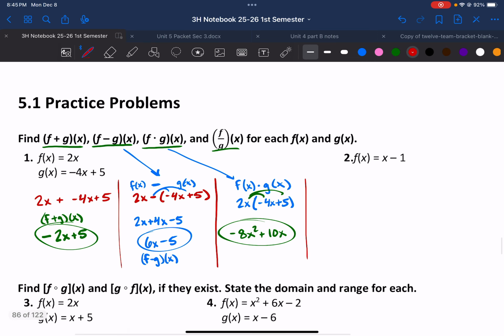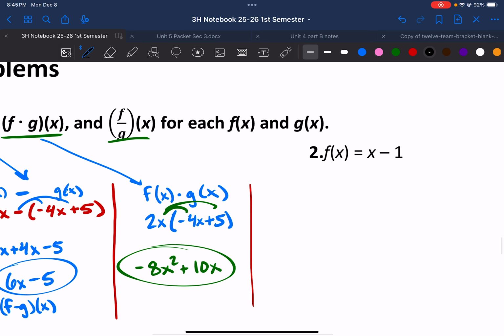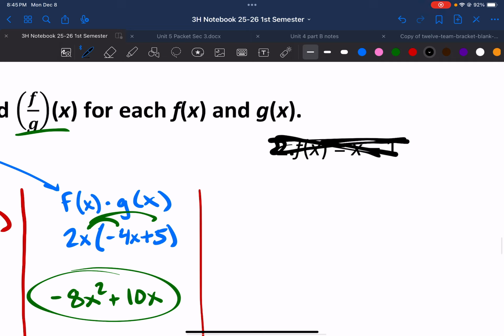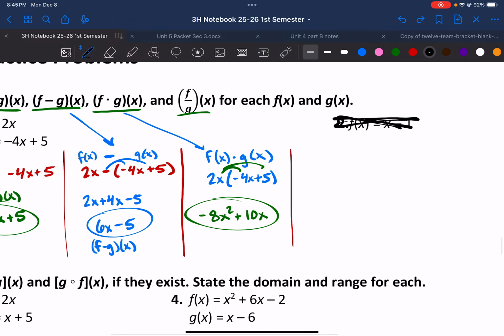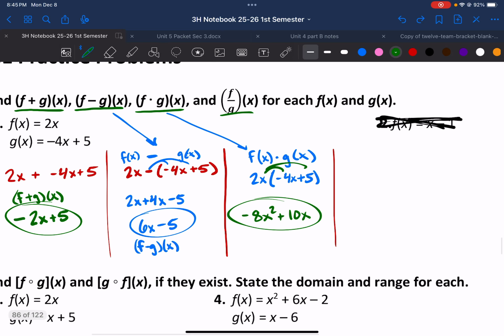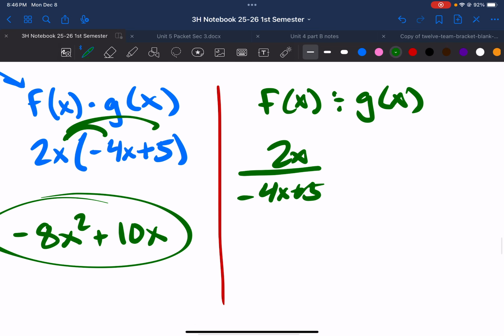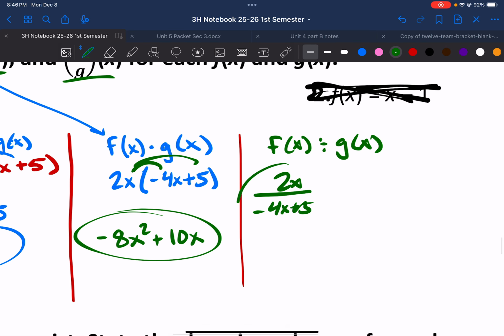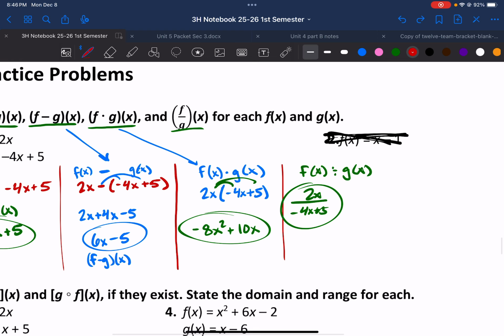Okay? And last but not least, let's divide. Hey, just so you know, guys, we're not doing this equation right here. For some reason, it didn't even give me the g of x, so we can't do anything with it. So we'll use its space. F of x divided by g of x: 2x over negative 4x plus 5. Now, most of the time, we love division the most. You can't even simplify that. There's no GCF on the bottom. We cannot simplify this because we're adding a 5 right there. So this is going to be our answer to the division question.